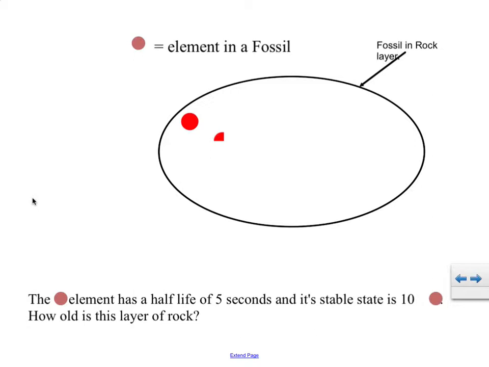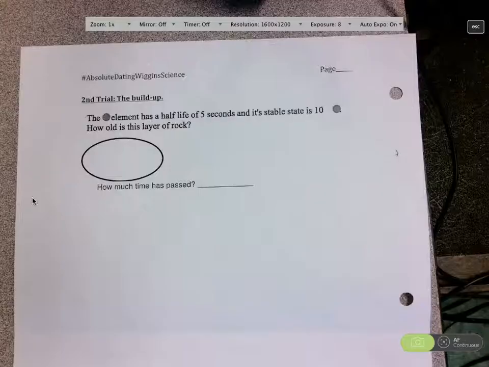So what this is saying is a scientist dug up a rock layer. They found this fossil. They investigated, and they saw this element was here. They know what this element is. They know that the element's half-life is 5 seconds. And they know that the stable amount of this element is 10 of these red circles. So then they have to go back in time to determine how far we have to go back to get this back to stable.